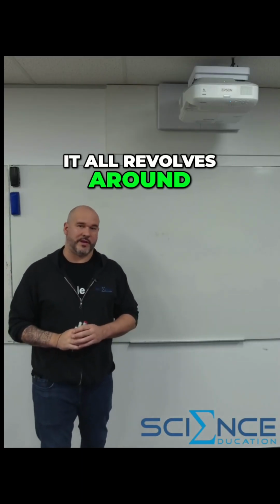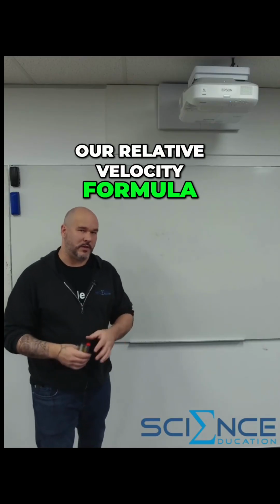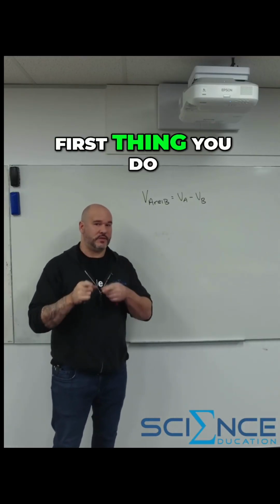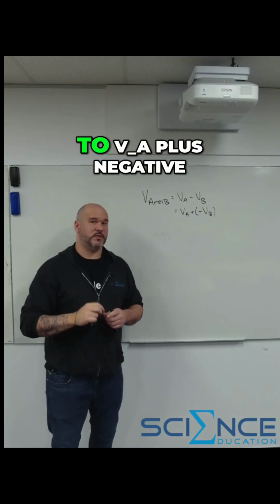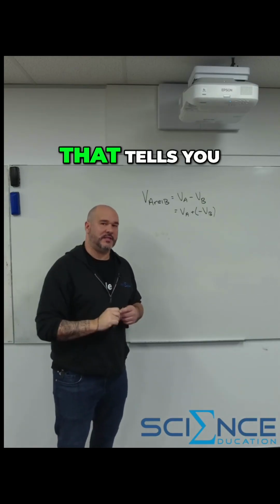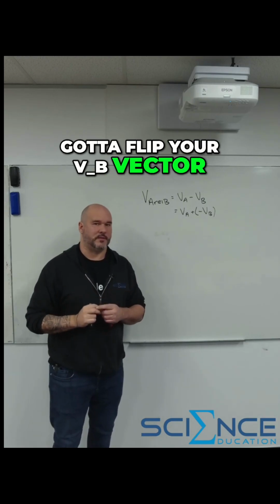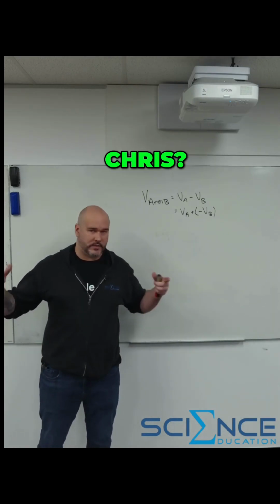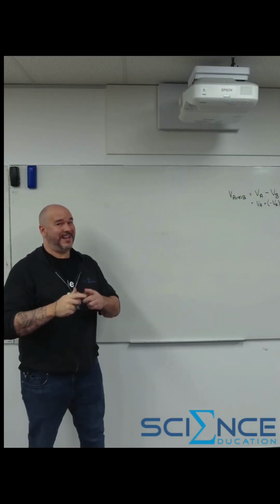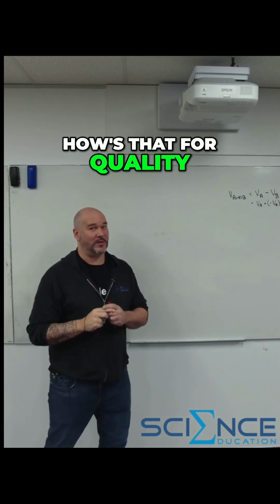So it all revolves around our relative velocity formula, which is V_A relative to B is V_A minus V_B. First thing you do, we change the expression to V_A plus negative V_B, because again, snap kick to the head, that tells you to flip your V_B vector. So what's the actual question? Let's have a look. Just going to move this equation over to the side. Now, how's that for quality video editing?